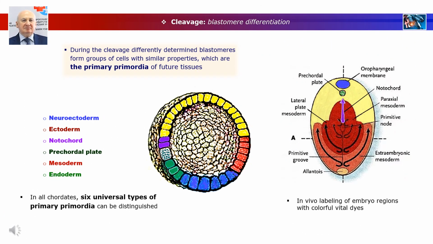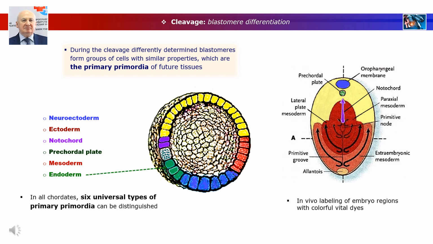During cleavage, differently determined blastomeres form groups of cells with similar properties, which are the primary primordia of future tissues. In all chordates, 6 universal types of primary primordia can be distinguished. These include neuroectoderm, ectoderm, precaudal plate, notochord, mesoderm, and endoderm.